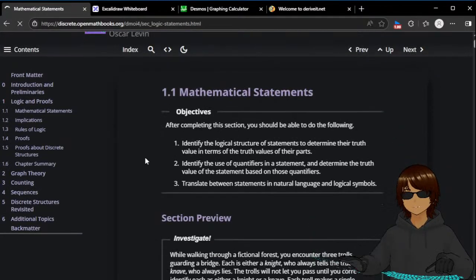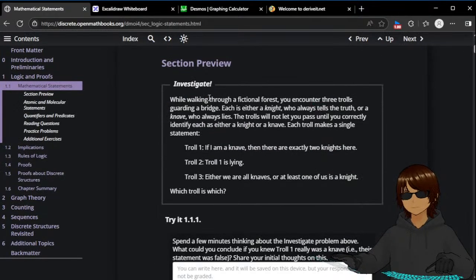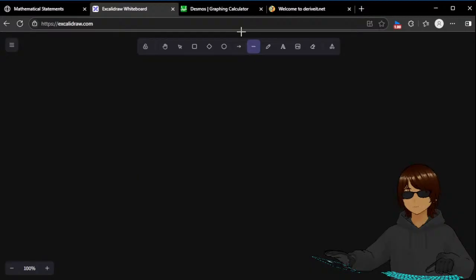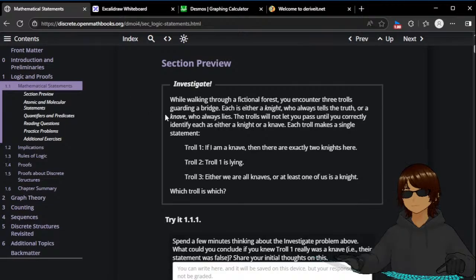Mathematical statements. While walking through a fictional forest, you encounter three trolls guarding a bridge. Each is either a knight who always tells the truth, or a knave who always lies.